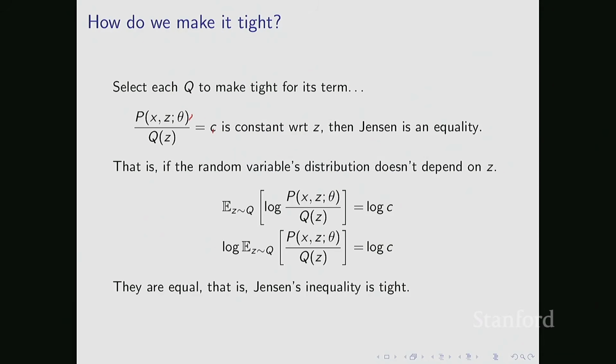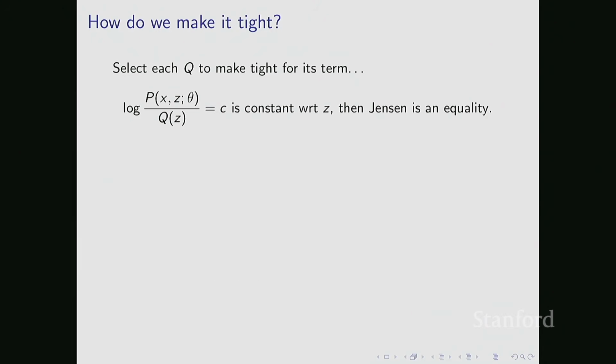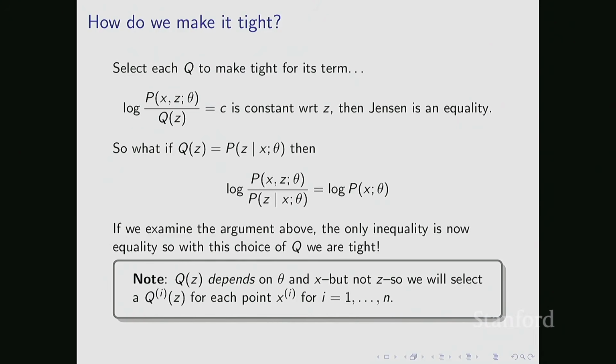So the idea is to pick this so that it doesn't depend on z. And how would you do that? Okay. So I did show you. So the idea here is to pick it as a conditional probability. If we pick it in such a way that it removes the information of z, so that Q of z is equal to P of z given x, then that is equal everywhere for all the different choices of z. It is equal to exactly P of x, theta.